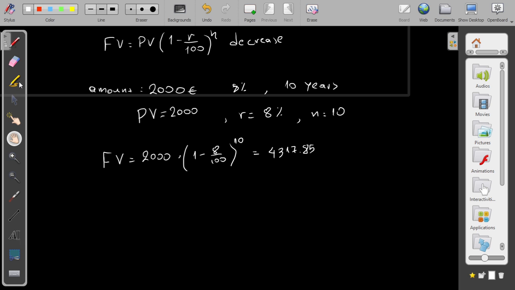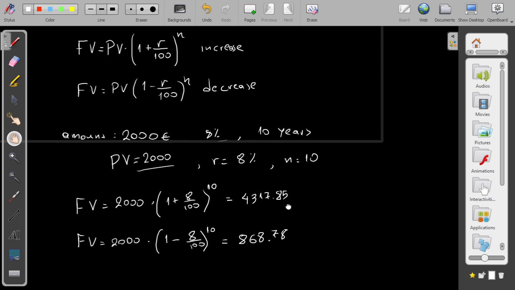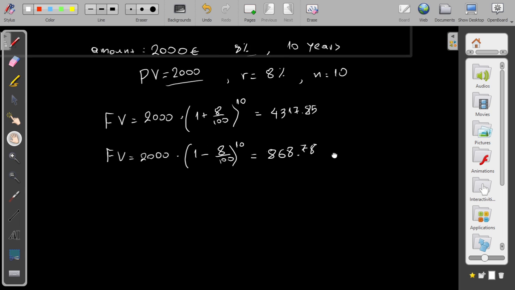If I ask the same question, but I have a decrease, then the plus becomes a minus. It will be 2,000 times 1 minus 8 over 100 to the power of 10, which is 868.78. So you see, my initial capital, 2,000, with an increase became 4,317, but when I have a decrease, of course, it's smaller. Now, this is the first part of my financial mathematics.